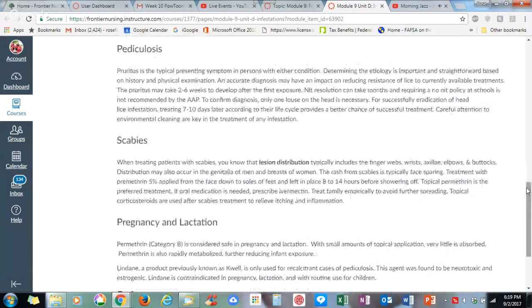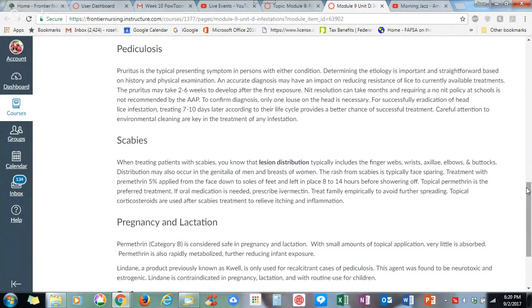Pruritus is a typical presenting symptom in persons with either condition. Determining the etiology is important and straightforward based on history and physical examination. An accurate diagnosis may have an impact on reducing resistance of lice to currently available treatments. The pruritus may take 2 to 6 weeks to develop after the first exposure. Nit resolution can take months, and requiring a no-nit policy at school is not recommended by the AAP.